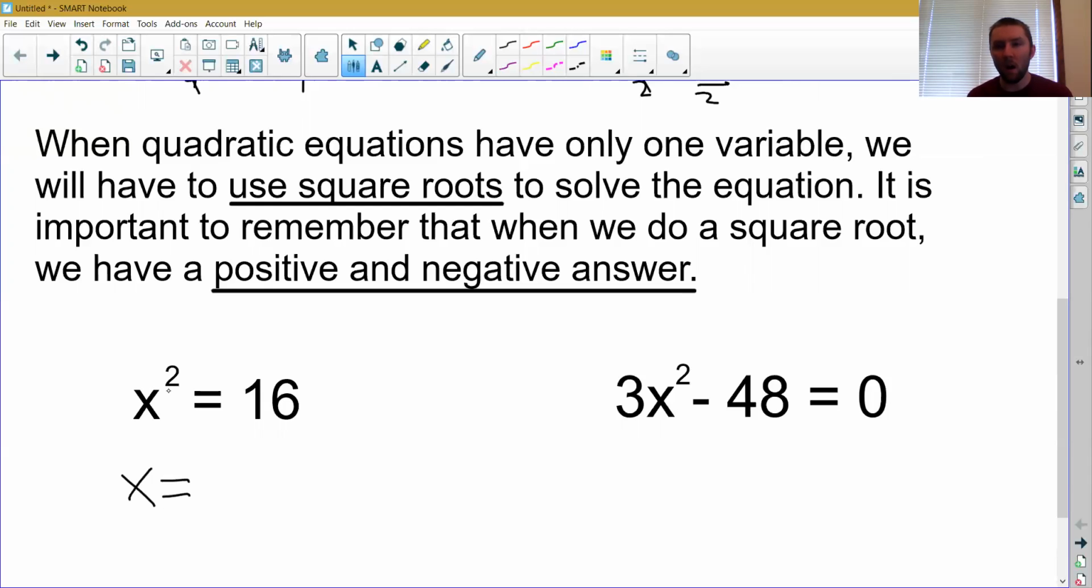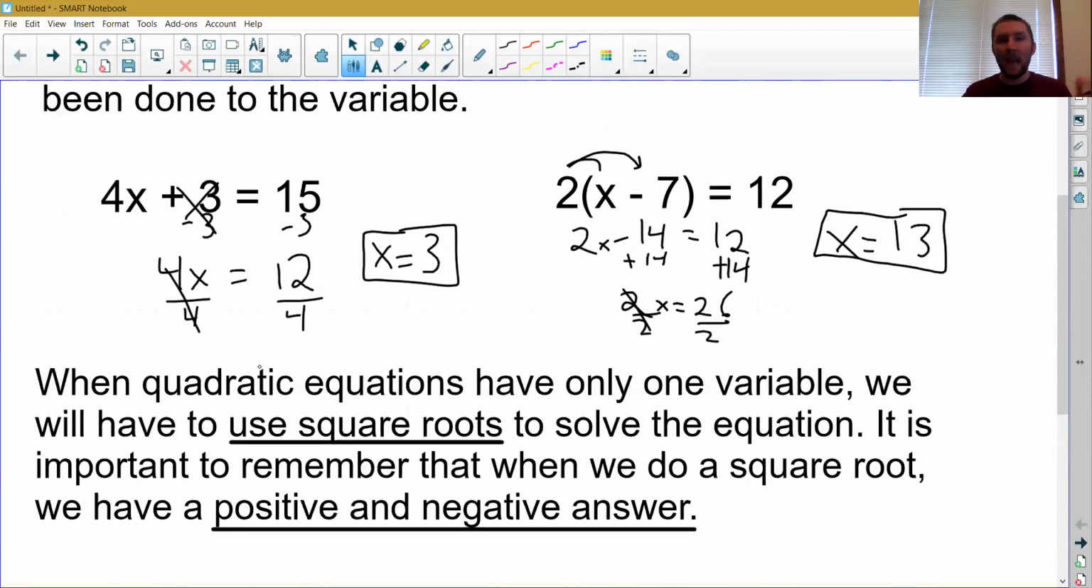So I need to unsquare the variable. So I have to do the opposite of squaring something, right? The opposite of squaring something, raising it to the second power, is to square root it. So square rooting is the opposite of squaring. So what I do is I just square root this left-hand side, and then I square root this right-hand side. I square root both sides of the equation, right?